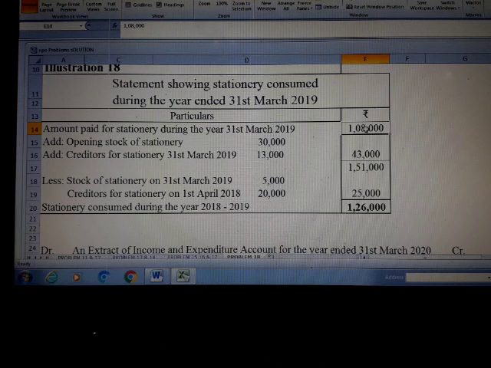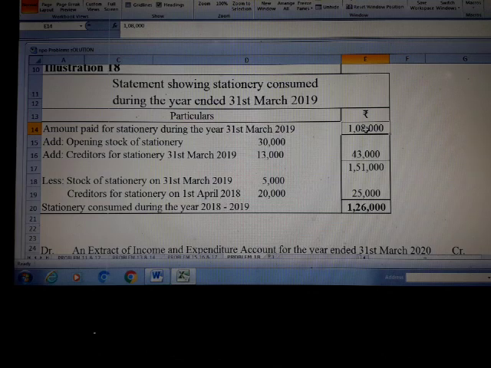Okay, moving on to the next line item. With this value, I have to subtract a few items. What are they? They are nothing but the stock of stationery on 31st of March 19. That means closing stationery value to be deducted. Also the value of opening creditors. So opening creditors for stationery need to be deducted. That is 5,000 one value and 20,000 is the other value. When I club the total value, it gives 25,000.